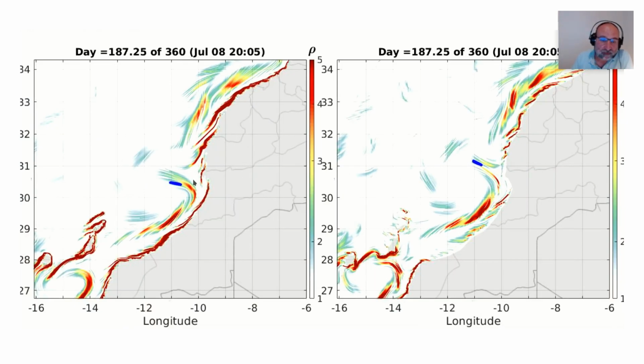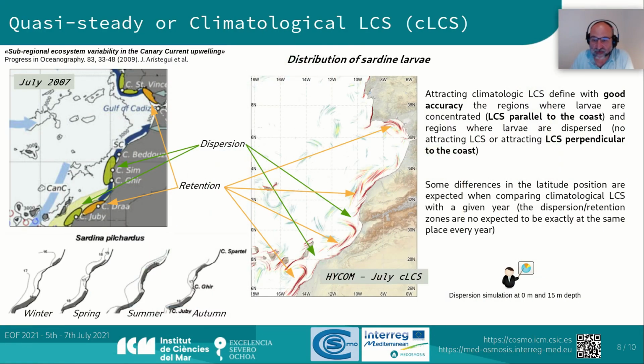For instance, here we can see the evolution of some material, in this case larvae, put at the surface, the stars here, and here at 15 meters of depth. We see how this part acts as a dispersion zone.